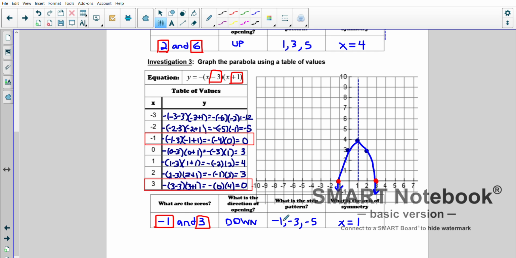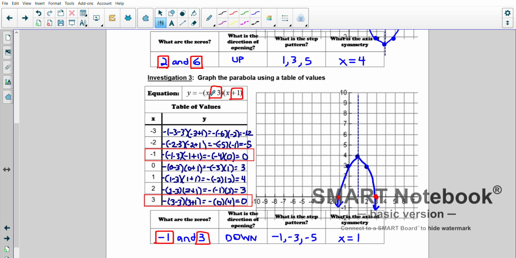And thus, the step pattern is different this time. So instead of going over 1, up 1, we're going over 1, down 1. So that's why there's a negative 1. Over 1, down 3. And then it's off the graph, but I assure you we would have gone down 5. And then the axis of symmetry is x equals 1. So do you see a connection between the zeros, which are negative 1 and positive 3, and the equation?